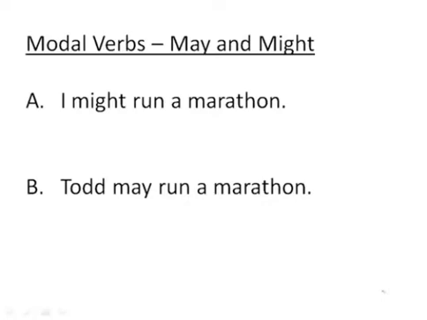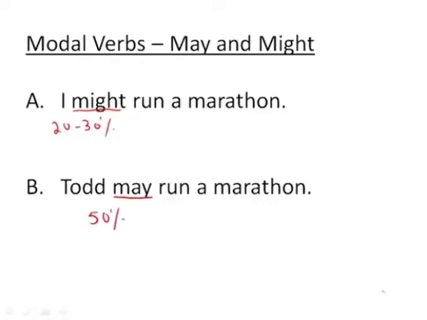You see A, where it says I might, this has a low percentage, maybe somewhere between 20 and 30%. I might run a marathon one day. So it's very non-committal. No one is committing themselves to running a marathon. Then we have B, Todd may run a marathon. This is a little bit stronger when we have may versus might. This could be 50%.